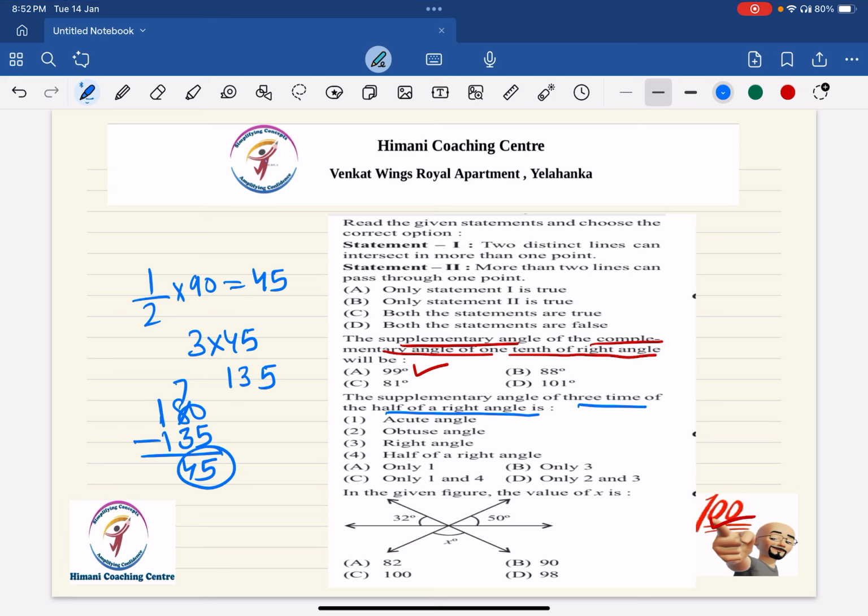Now what is 45? Is it an acute angle, obtuse, right angle? So this is acute angle, yes. Is it half of right angle? Yes, it is half of right angle. So now we have to choose which option out of A, B, and C. So can you see option C is the one which we will choose, only 1 and 4. Okay. So we just go and figure that out. Now let us move to the next question.